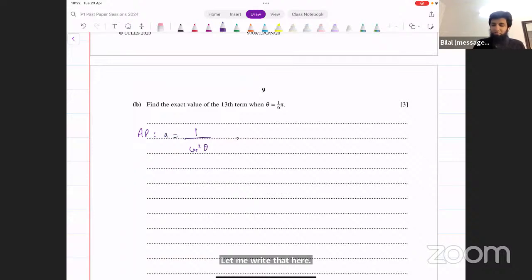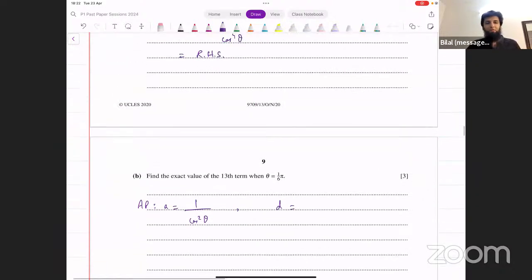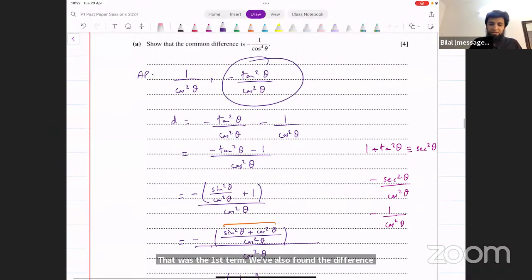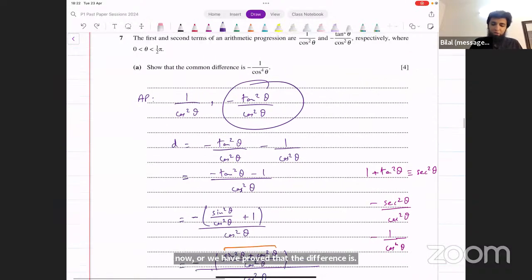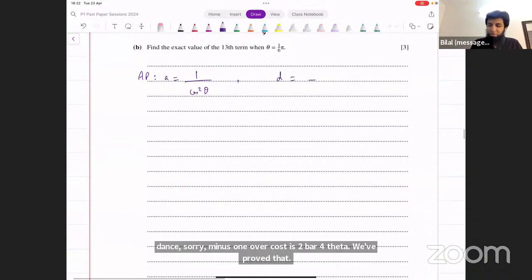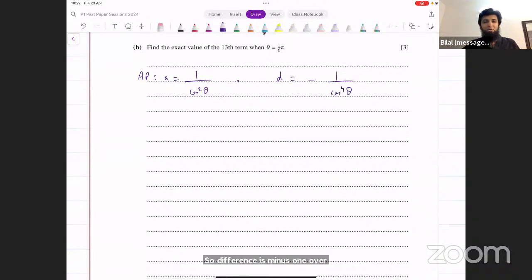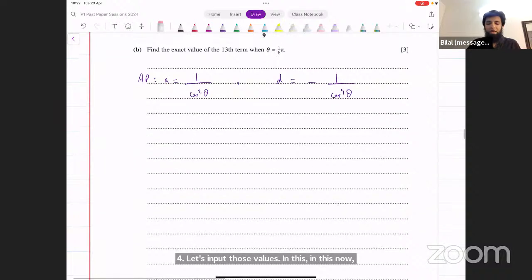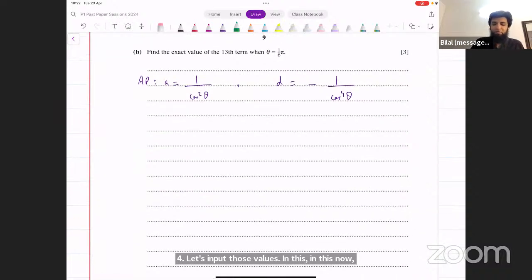That was the first term. We have also found the difference now, or we have proved that the difference is minus 1 over cos raised to power 4 theta. We've proved that. So the difference is minus 1 over cos raised to power 4 theta. Let's input those values in this now. Input the value of theta in this now to find the value of A and of B. Let's see what we get from that.